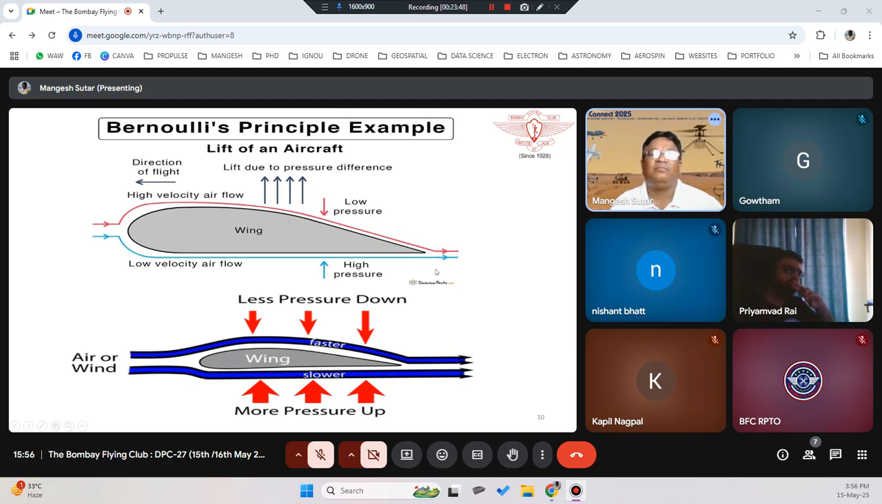So if you see here again, less pressure down, more pressure up. Wind is flowing slower below the wing, whereas over the top of the wing, it is faster. So this is what the Bernoulli principle talks about. Using this principle only, the Wright brothers designed their aeroplane. It was very advanced technology at that point in time, 1903.